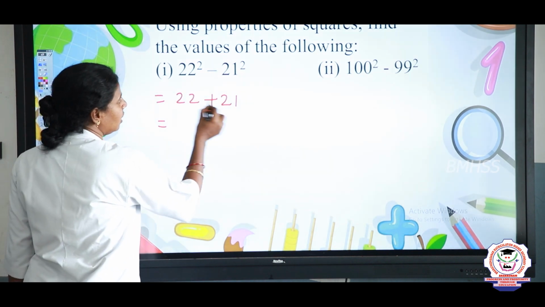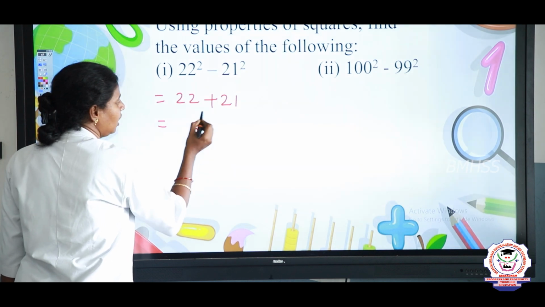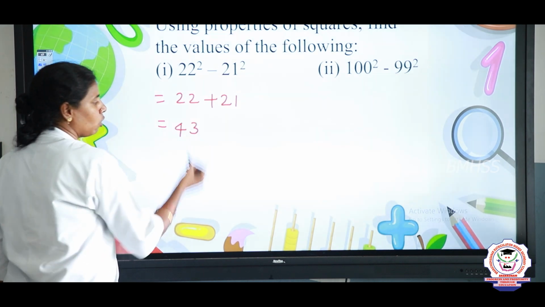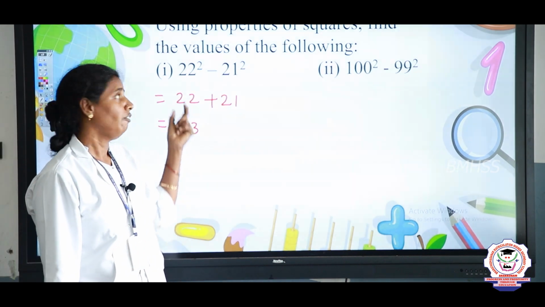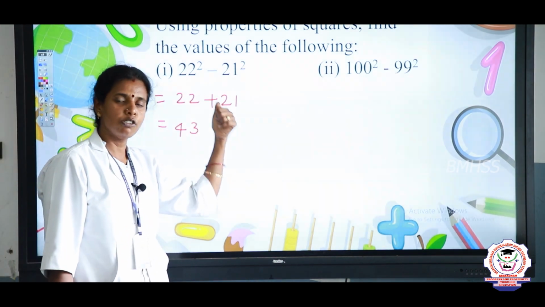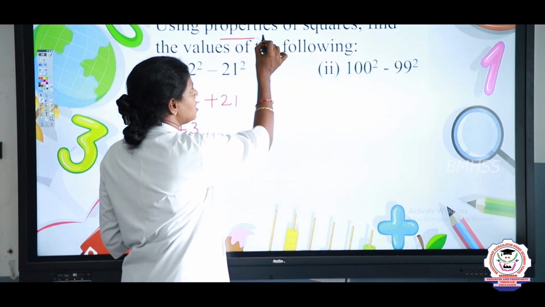So, what will be the answer? 22 plus 21. 2 plus 1 is 3. 2 plus 2 is 4. So, the answer is 43. Directly we can give the answer like this. Without finding the square and difference of that number, we can find the answer simply using the properties.